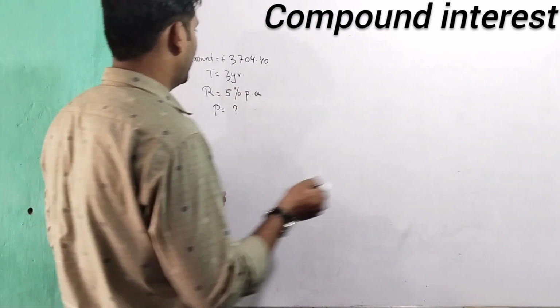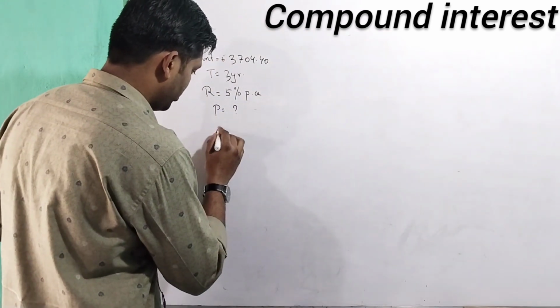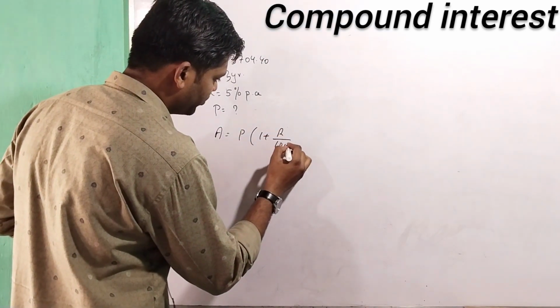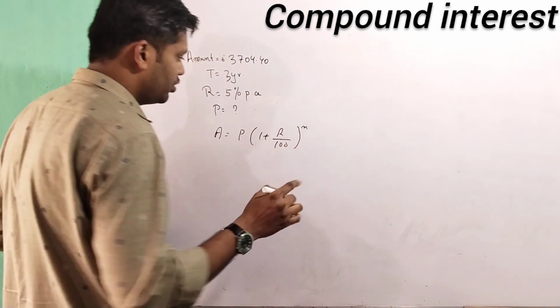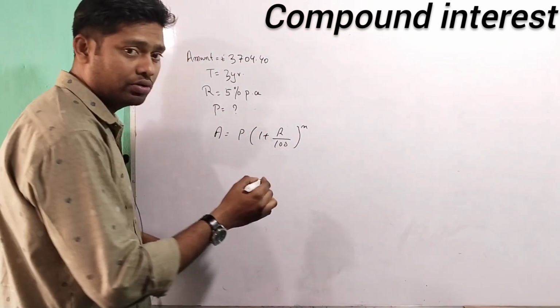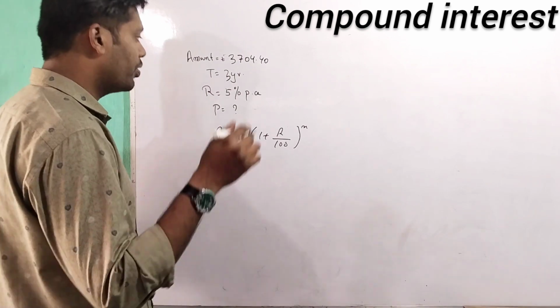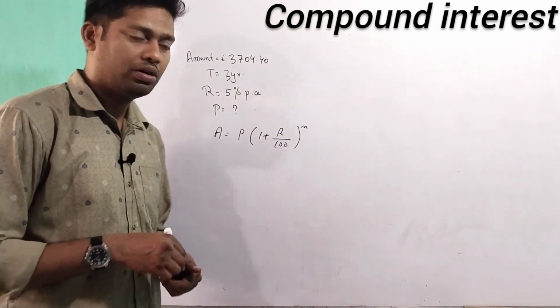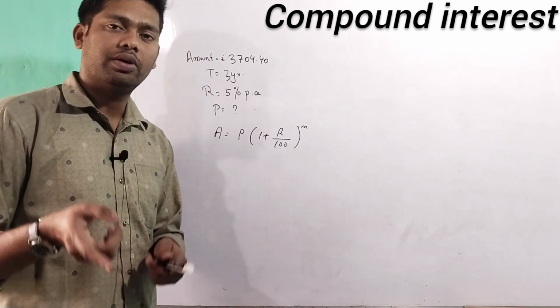So the formula I'm writing out here: amount is equal to principal into (1 plus r by 100) to the power n. Maybe you had this formula before the starting of the video. You have to copy it down. This formula can be used for compound interest. If they say to use the formula, you have to use the formula. If not, this type of sum can be solved by using the formula only.